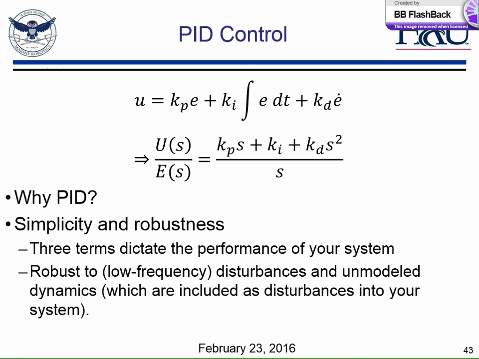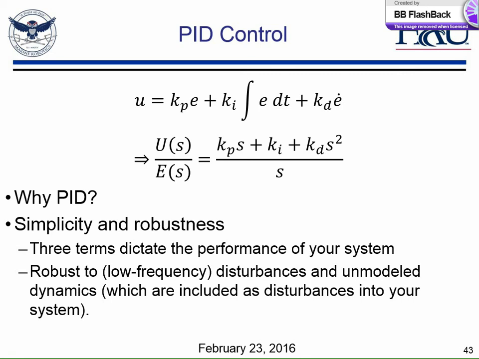So PIDs are the most widely used controller type ever. We might modify it a little bit depending on the case, but well over 50% of the controllers in use right now are PID controllers, right? So why are they so prevalent? They're simple and they're robust, right? There are three terms we use to dictate the performance of the system, which are Kp, Ki, and Kd.